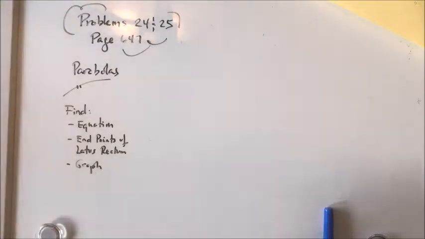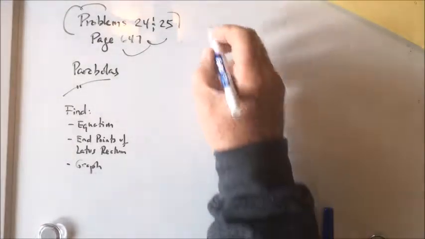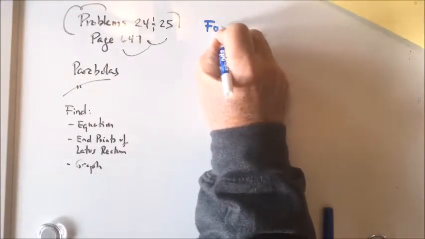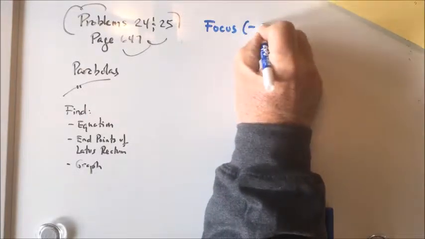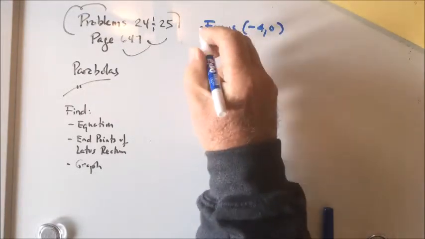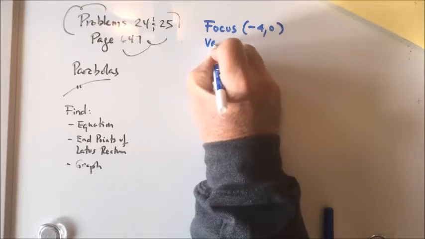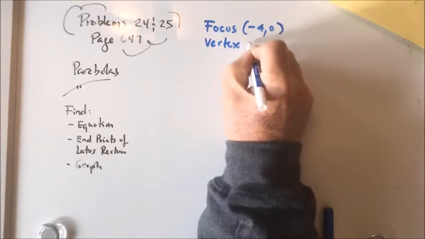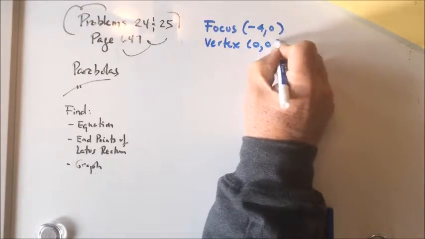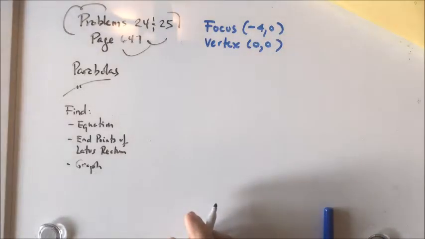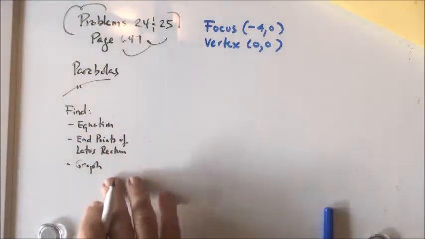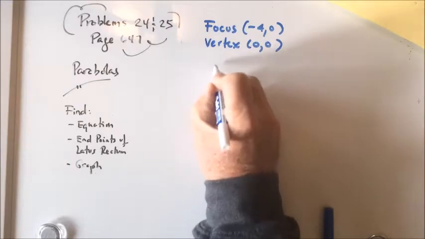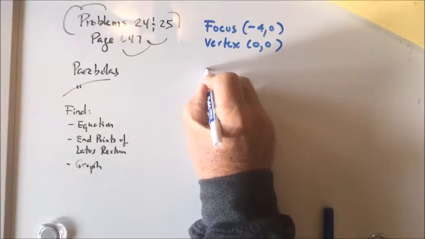So what the heck is problem 24? I need to get on the right page here. Problem 24 says, I'm thinking of a parabola and it's got a focus at -4, 0, and it has a vertex at the origin. So let's find the equation, find the endpoints of the latus rectum, and graph it. So this is actually quite a lot of information.